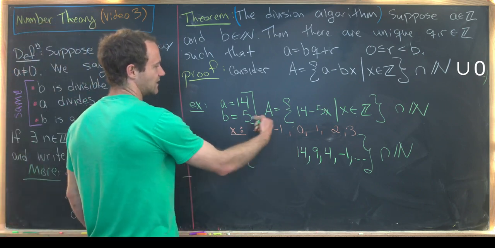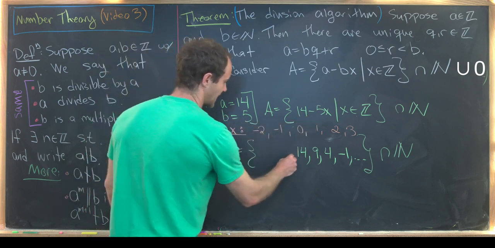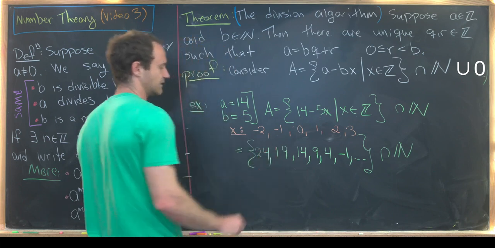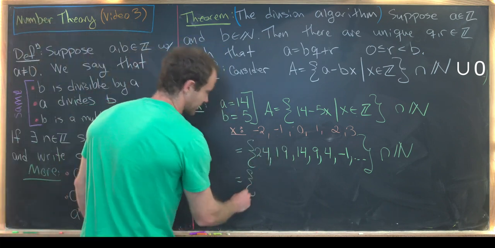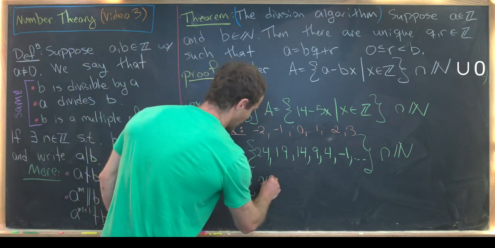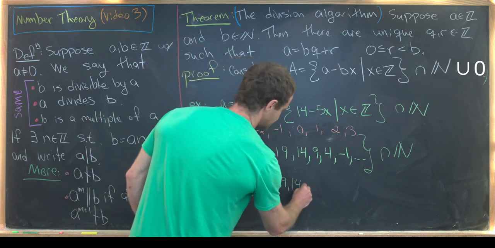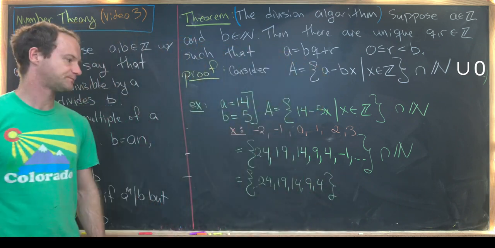Now let's move in this direction. So if we plug in -1, I get 14 plus 5, which is 19. Plug in -2, I get 24. So now let's see, I intersect that with the natural numbers, and I get 24, 19, well, this goes on infinitely. 14, 9, and 4, and then that stops.